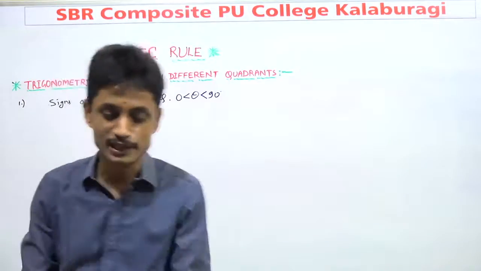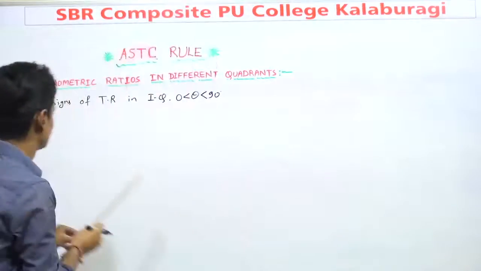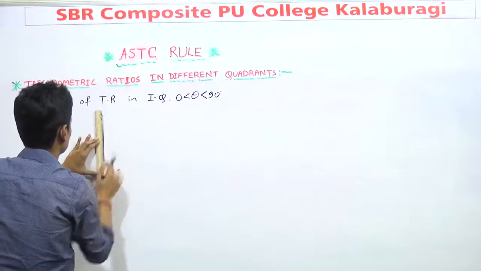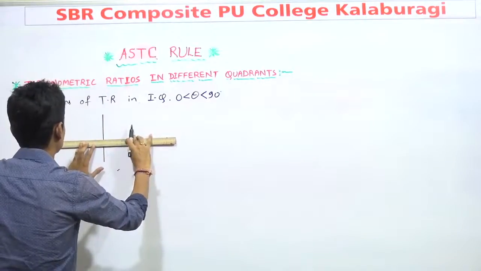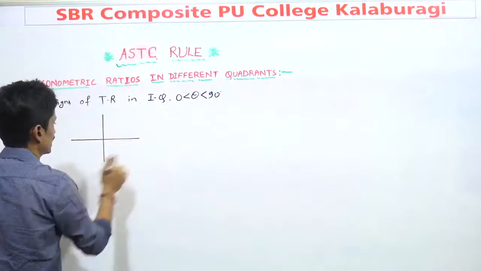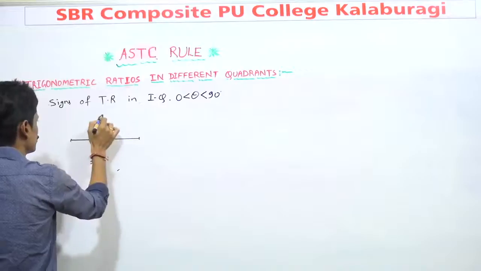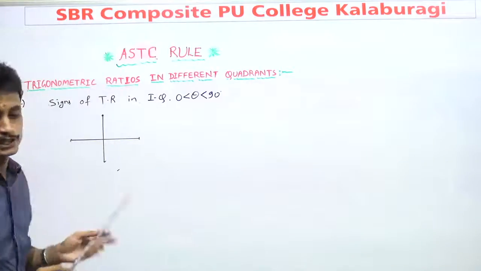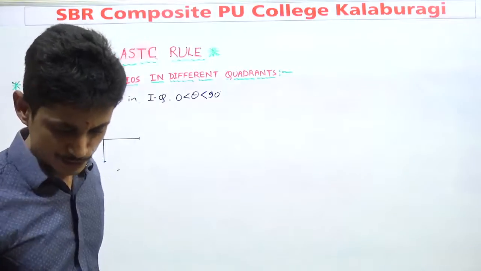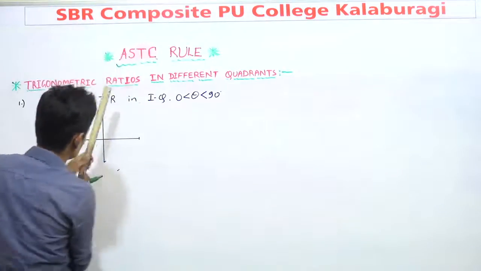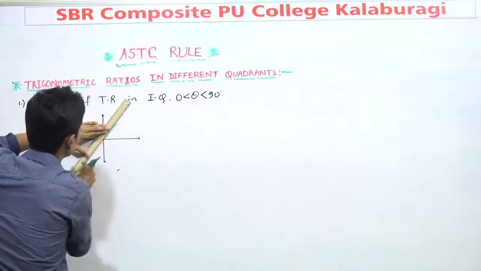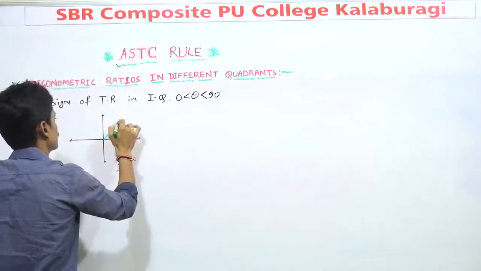First I will take one diagram regarding that first quadrant. For the quadrant purpose, two perpendicular lines we have to take. One is horizontal, another one is vertical. Where these two intersect, we call it the origin. In the first quadrant, one terminal side I will construct. This is the terminal side at P.